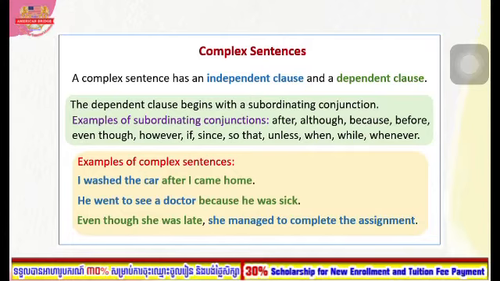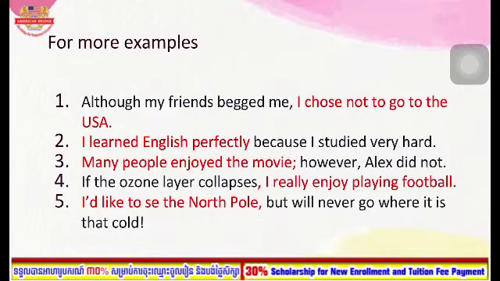Now you know which one is the complex sentence, which one is the independent clause, and which one is the dependent clause. A complex sentence contains an independent clause and a dependent clause together, right? So these three examples are complex sentences because each has an independent clause and a dependent clause in the sentence. Do you understand? This is for more examples.